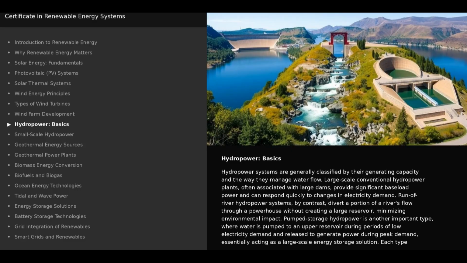Hydropower systems are generally classified by their generating capacity and the way they manage water flow. Large-scale conventional hydropower plants, often associated with large dams, provide significant baseload power and can respond quickly to changes in electricity demand. Run-of-river hydropower systems, by contrast, divert a portion of a river's flow through a powerhouse without creating a large reservoir, minimizing environmental impact.